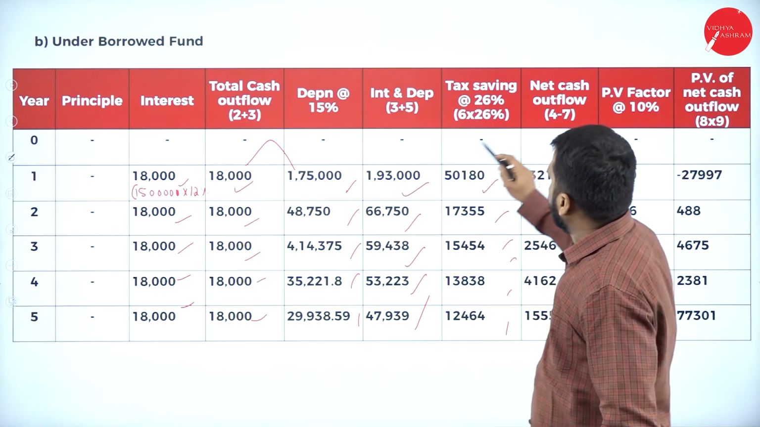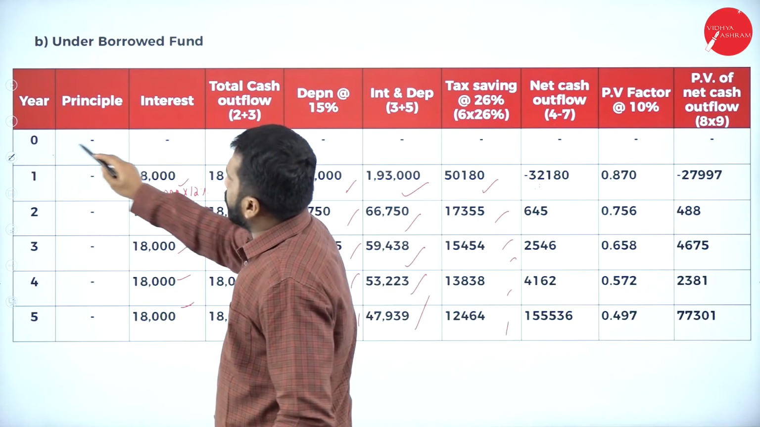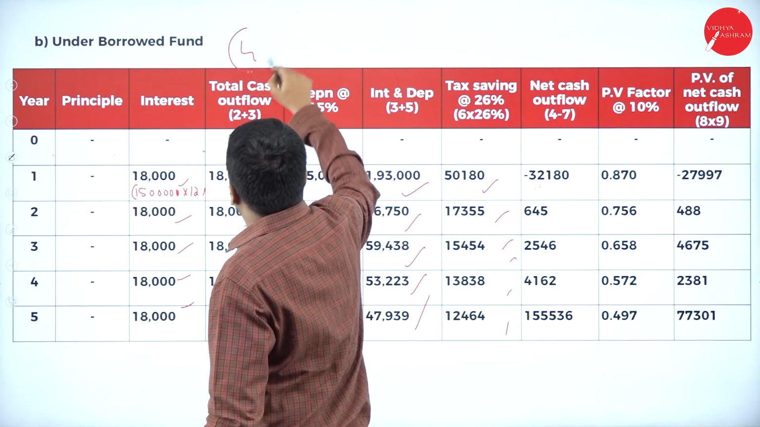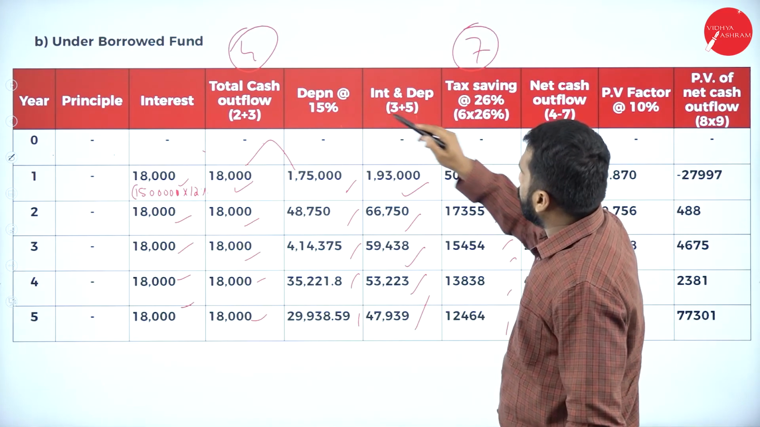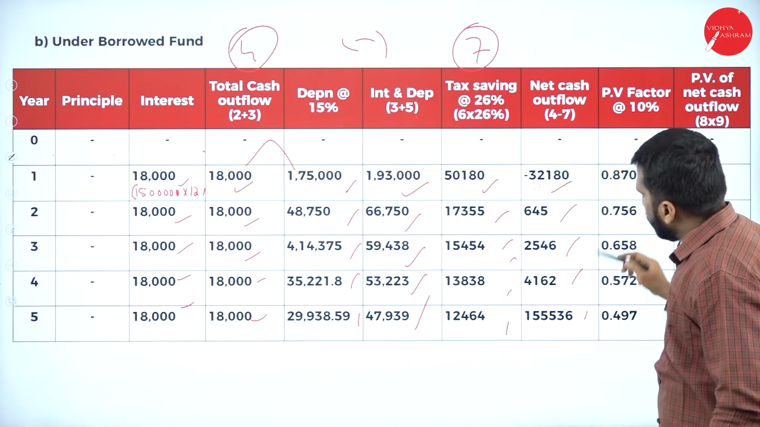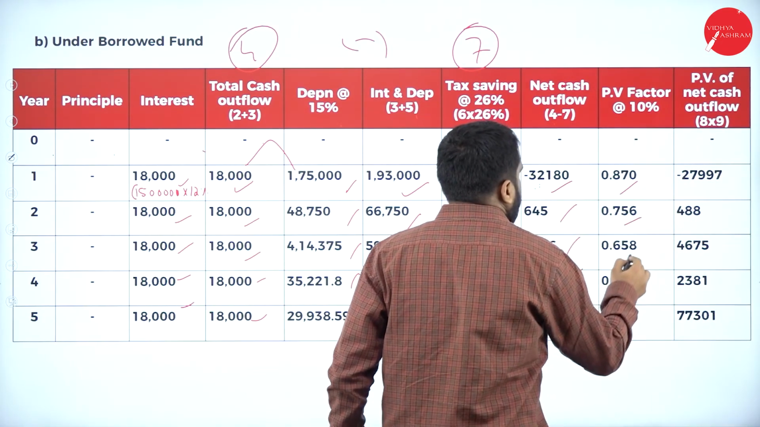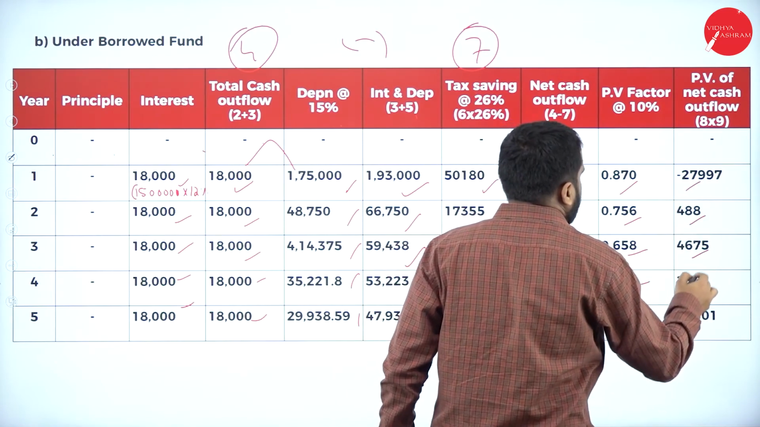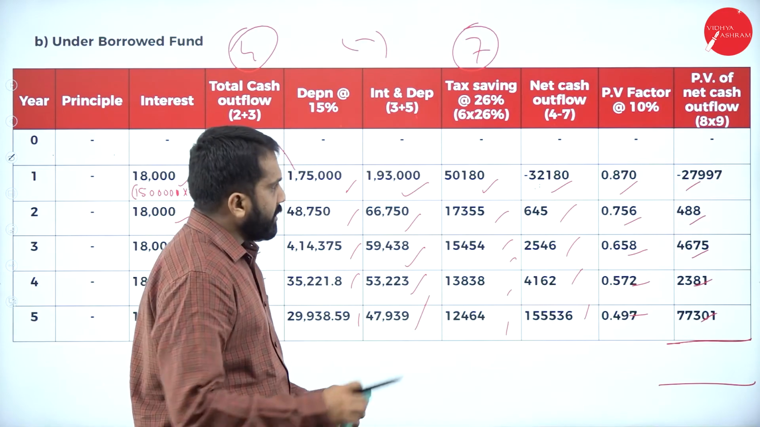Your actual, column number 4 minus 7. 1, 2, 3, 4. This is column number 4. 5, 6, 7. This is column number 7. 4 minus 7, you get all this. Multiply with what? PV factor. PV factor is already given. Multiply, you will get this answer. Now what is the answer? Easiest one.